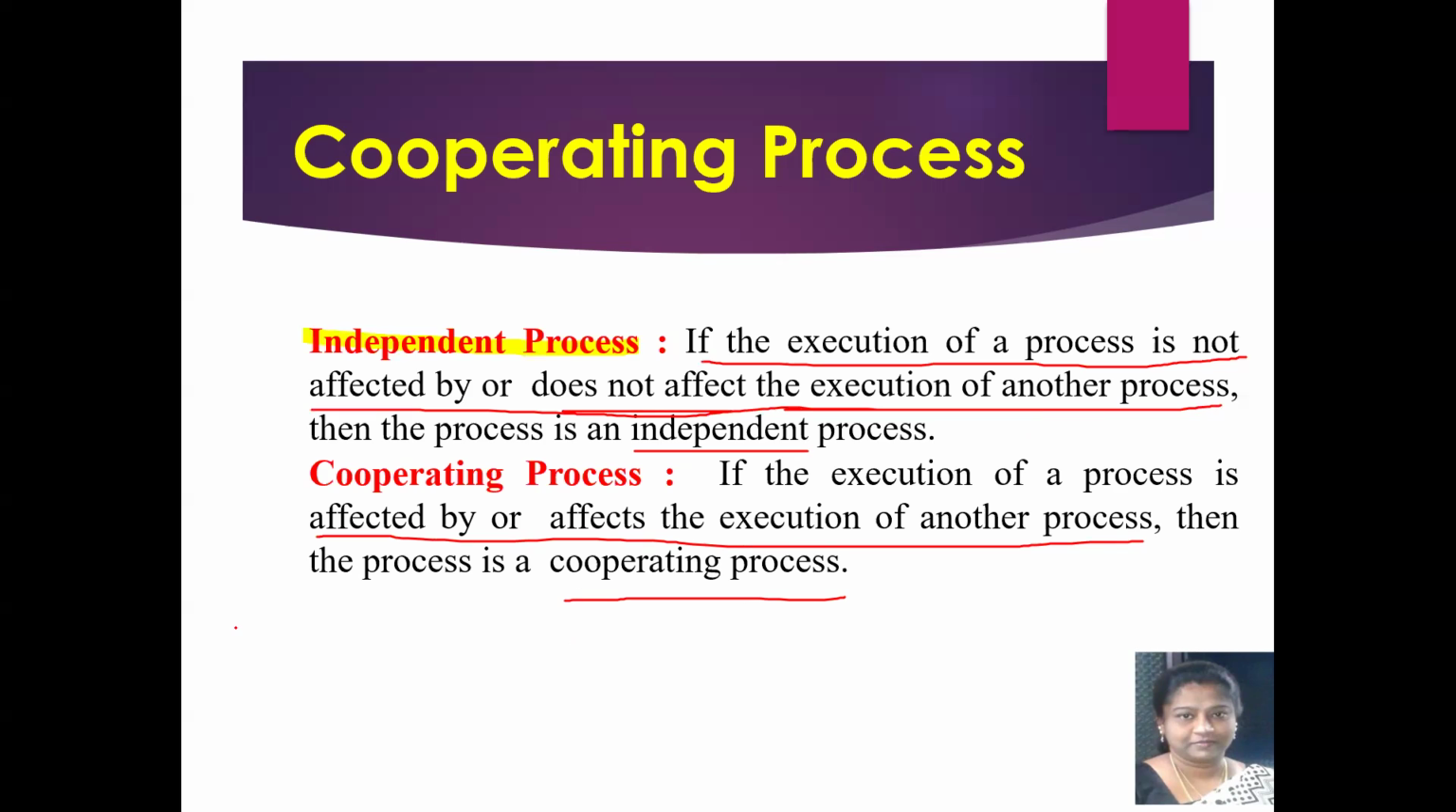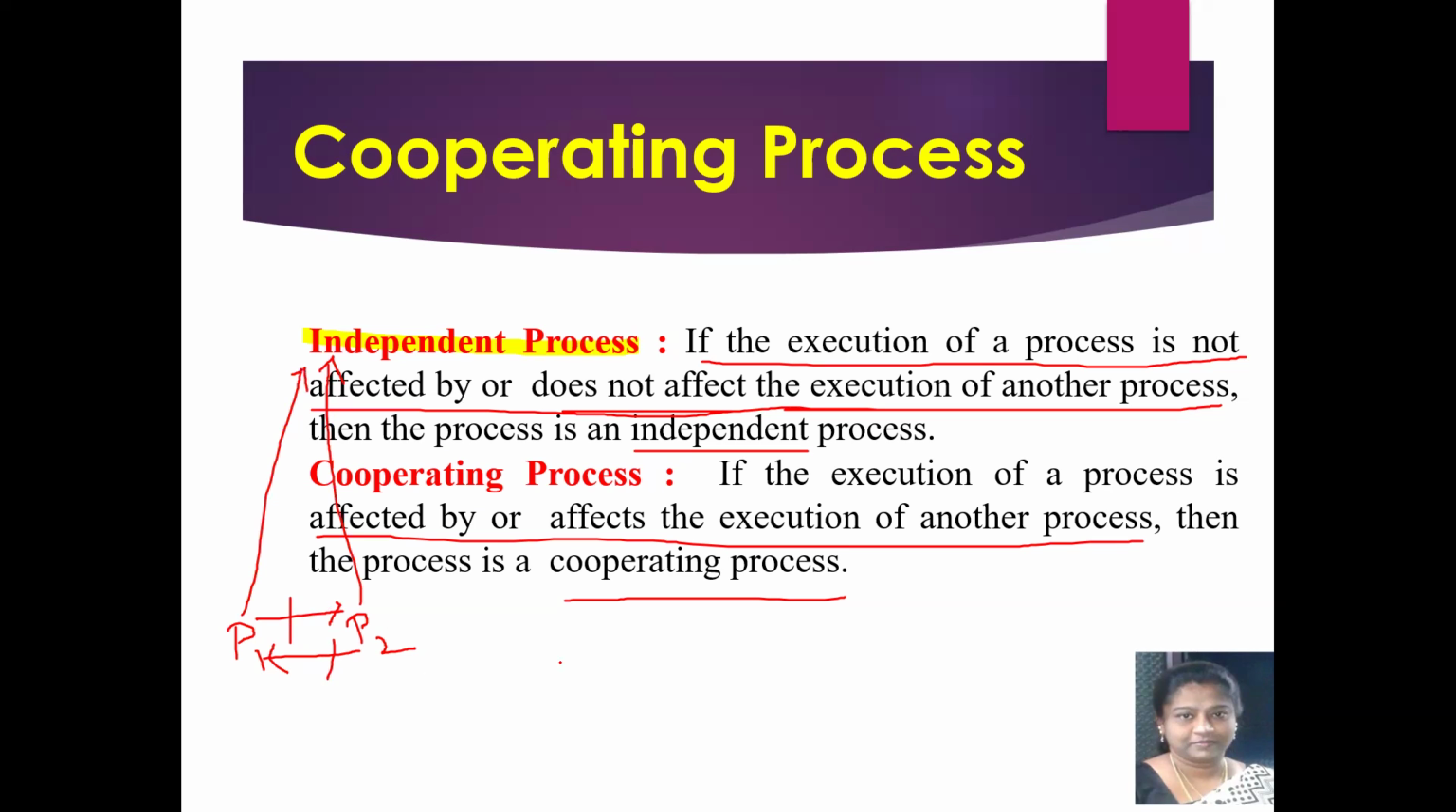So let me once again refresh. I have two processes, P1, P2. Assume both are going to execute concurrently. If P1's execution does not affect P2's execution, and similarly P2's execution does not affect P1's execution, then I will call P1 and P2 independent processes.